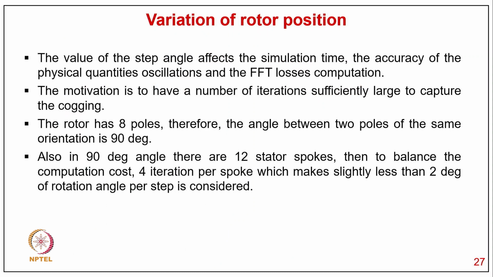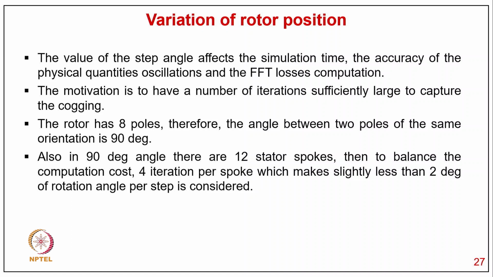Now coming to variation of rotor position. The value of the step angle affects the simulation time, the accuracy of the physical quantity oscillation, and the FFT losses computation. The motivation is to have a number of iterations sufficiently large to capture the cogging. The rotor has 8 poles, therefore the angle between two poles for the same rotation is 90 degrees. Also, in a 90 degree angle there are 12 stator spokes.